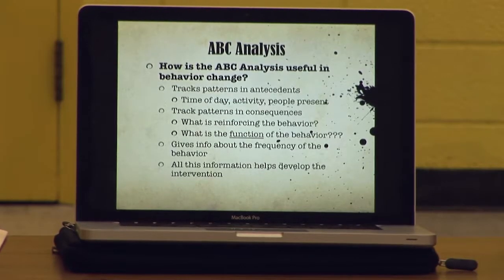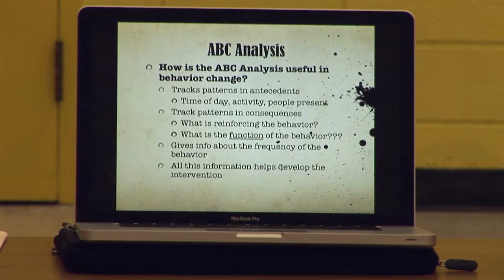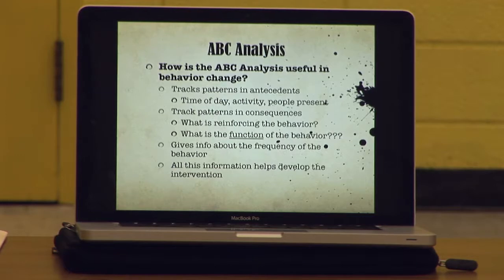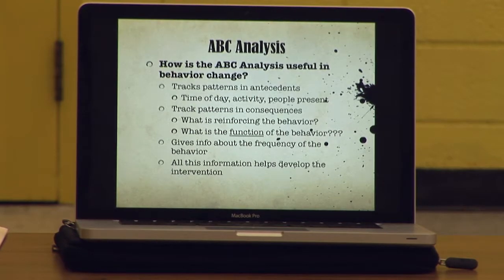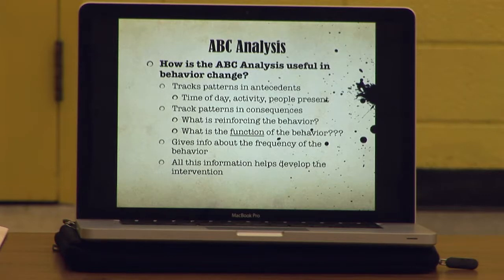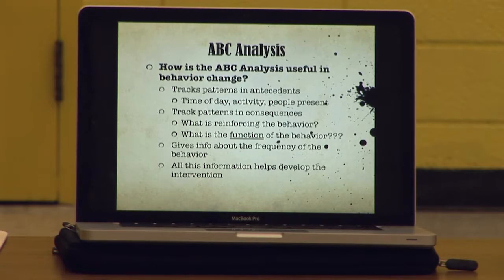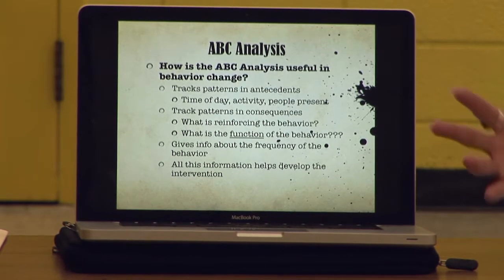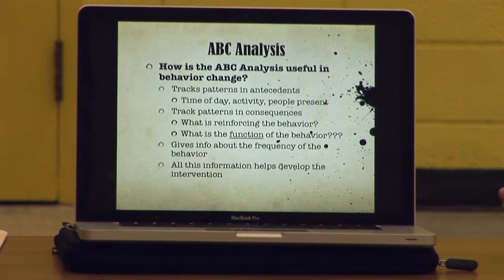Okay, so again, that sheet or the analysis tracks patterns and antecedents or consequences. It gives info about the frequency of the behavior because as we go back and look at that data, we can say, okay, this behavior occurred in one day, and we'd go back and count the occurrences, 10 times. And then if we wanted more in-depth analysis, we can say, wow, 8 out of those 10 times happened between 9 and 11 in the morning. So then we ask, what's going on at that time in the morning that might be setting this person off or affecting the behavior? All of the information on that data sheet helps us determine the function and helps us determine the interventions.